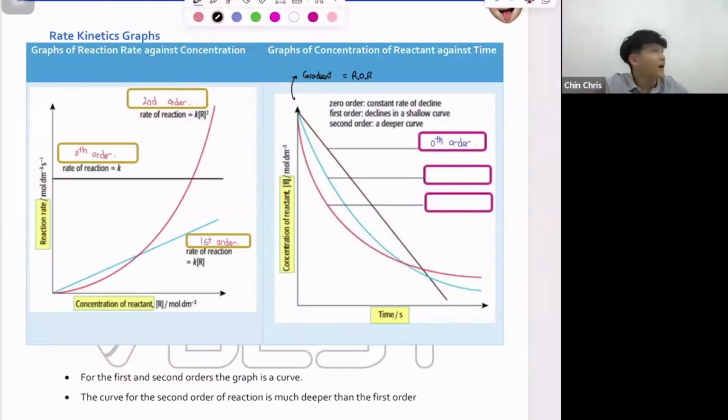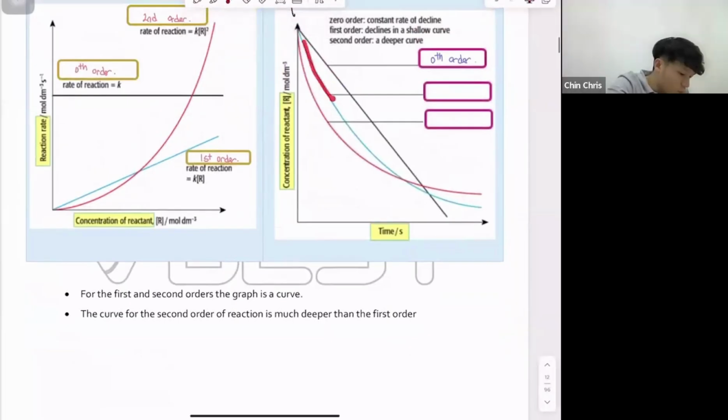Okay, guys, zero order is very easy to identify. So now we have two lines. These two lines, one of them is a second order and the other is a first order. So how do you identify which is which?